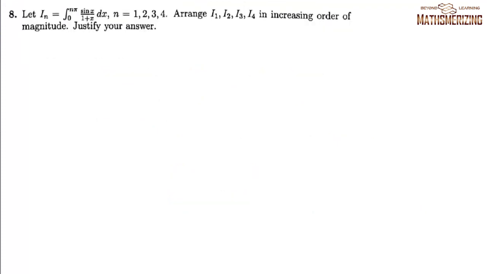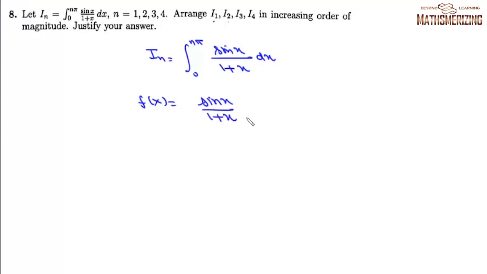Now question number 8 is: let In be the integral from 0 to n pi of sin x upon 1 plus x dx. Now we have to arrange I1, I2, I3 and I4 in increasing order of magnitude, and we have to justify the answer. For this, we'll consider the function f(x), which is sin x upon 1 plus x.